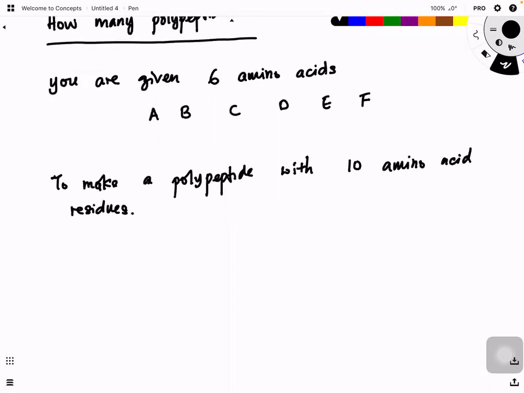So if I give you A, B, C, D, E, F amino acids, how many polypeptides can we form? If the question is asked this way, then by logical thinking, you should know that if I have a 10 amino acid long polypeptide, and I only have 6 choices of amino acid, I have to repeat, right? If I don't repeat, the maximum length is only 6 amino acids, correct or not? Definitely I have to repeat.